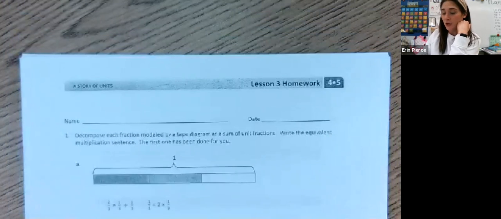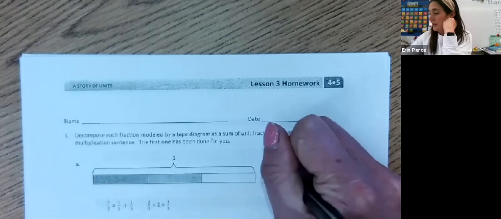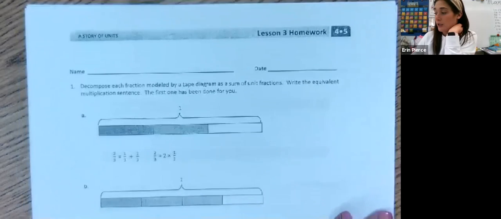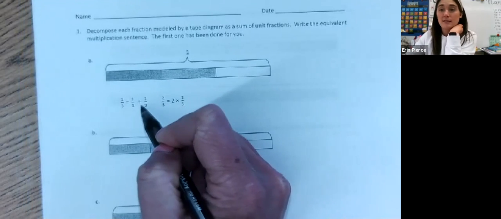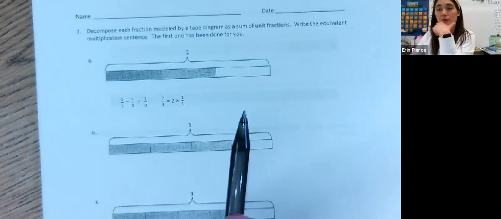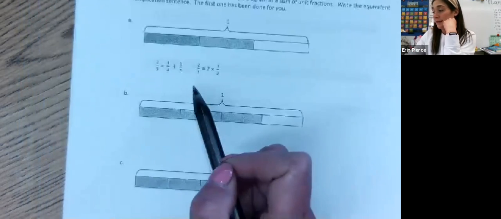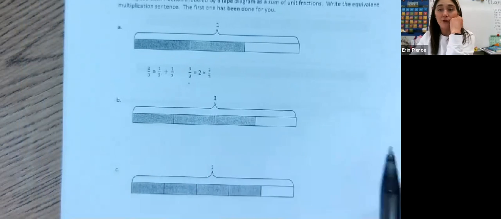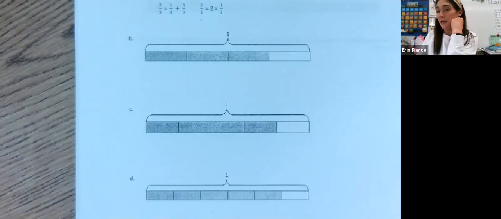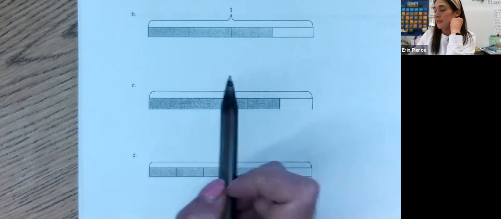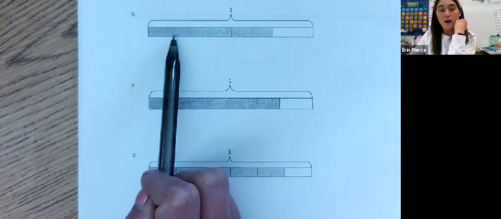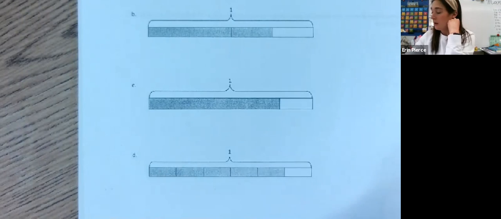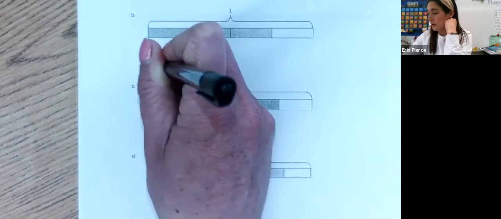Because remember, a unit fraction is a fraction with 1 in the numerator and the amount of pieces in the denominator. So 1 over the denominator. So we can get the same answer by doing 2/3 equals 2 times 1/3. So I'm going to do B with you. Count the pieces that this model has. 1, 2, 3, 4. Our answer is going to be fourths.